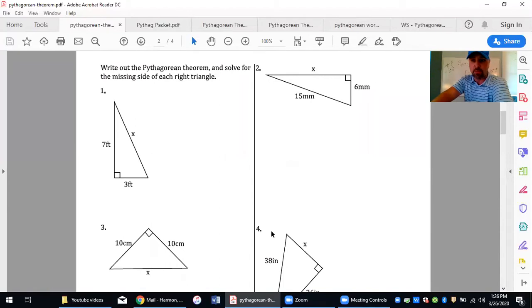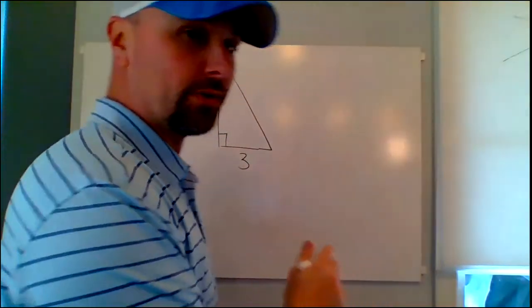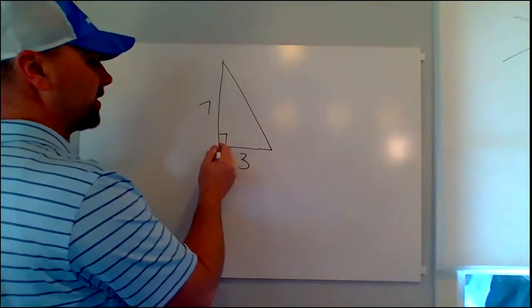All right, let's do a couple problems. Number 1, 7 feet and 3 feet. Number 1 is definitely a right triangle. It looks very much like the triangle that I used as an example, a little taller maybe. So here's the problem: 7 feet, 3 feet.